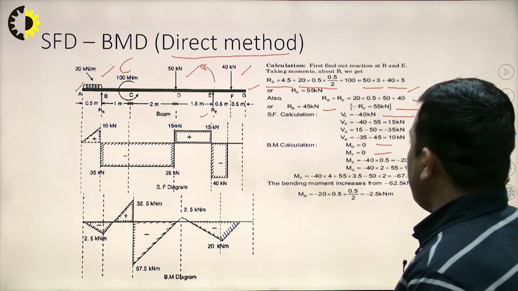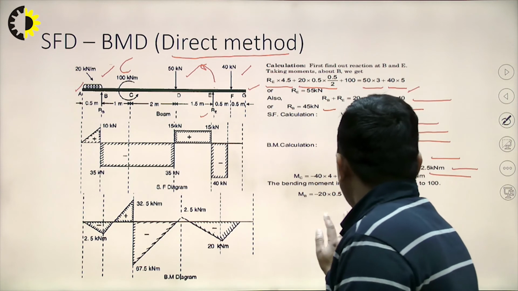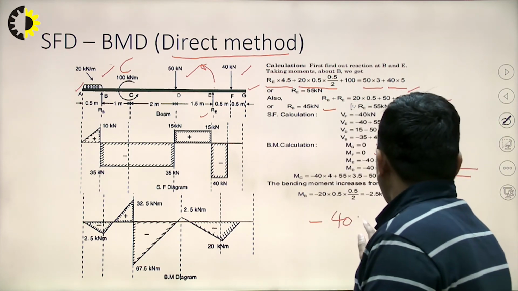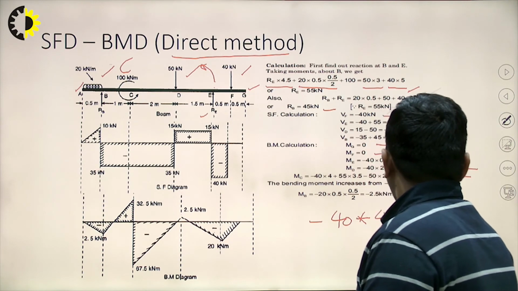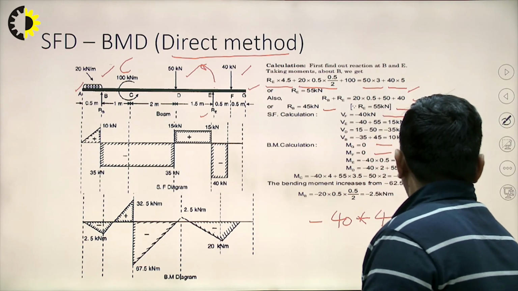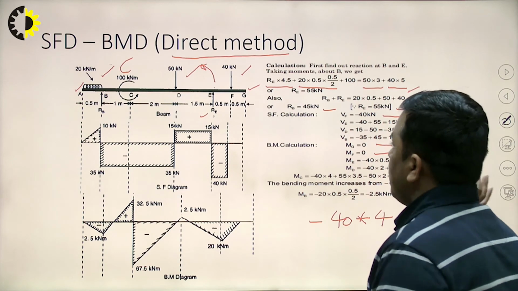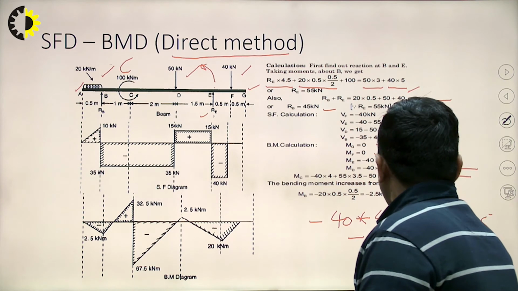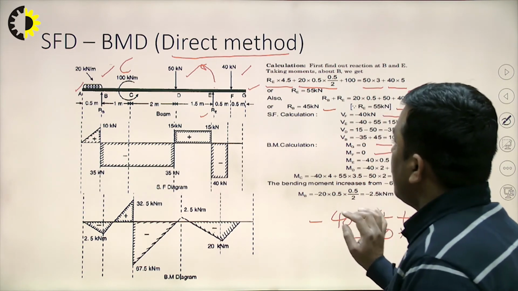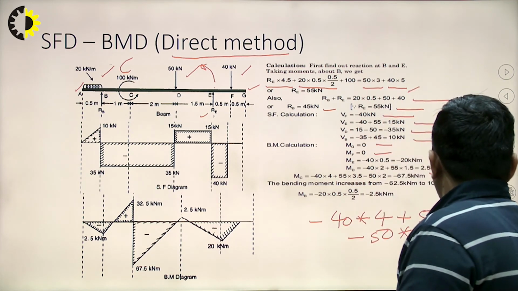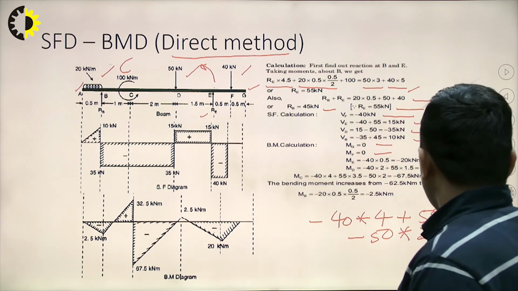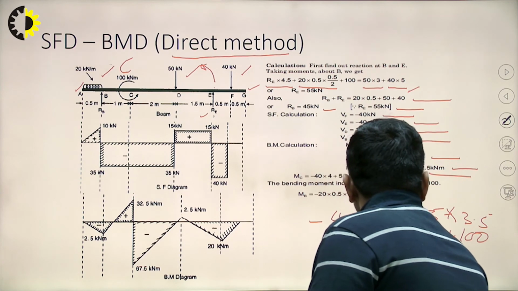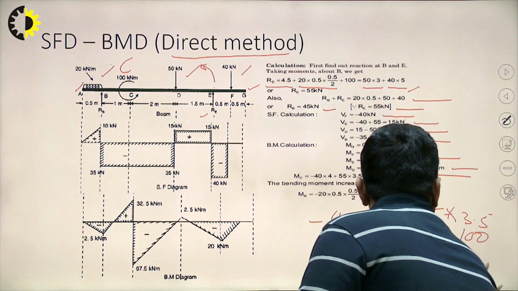So, the equation will be, I am writing for the left side of point C: minus 40 into 4 plus 55 into 3.5, then minus 50 into 2 and plus 100. So, when I am taking plus 100, this is coming out plus 32.5 kilonewton meter.